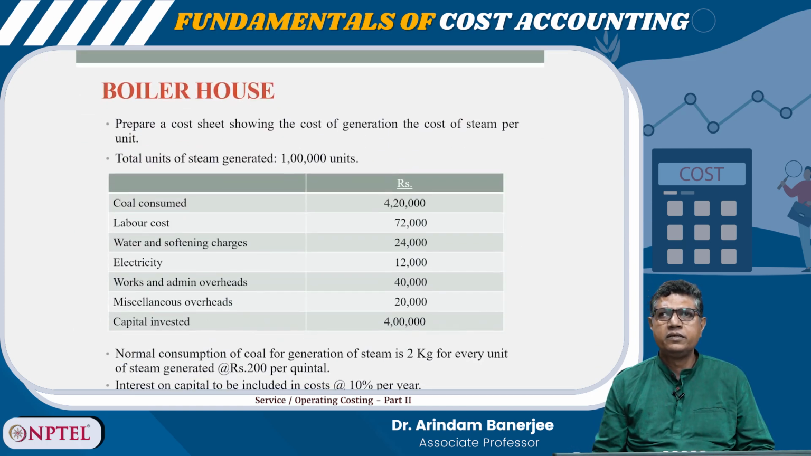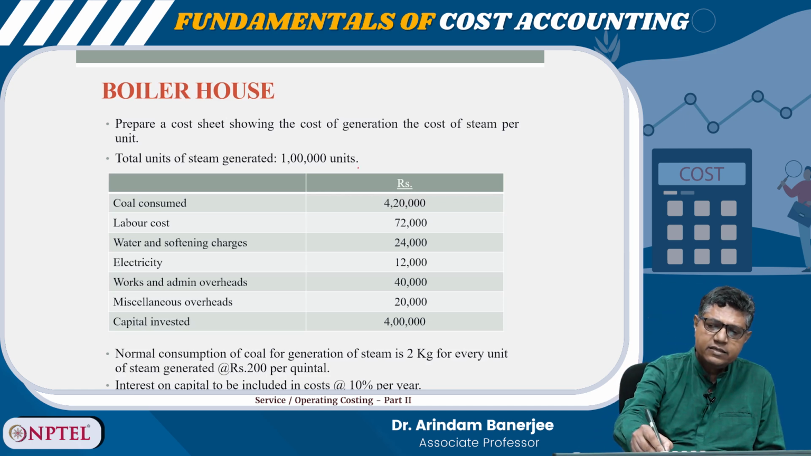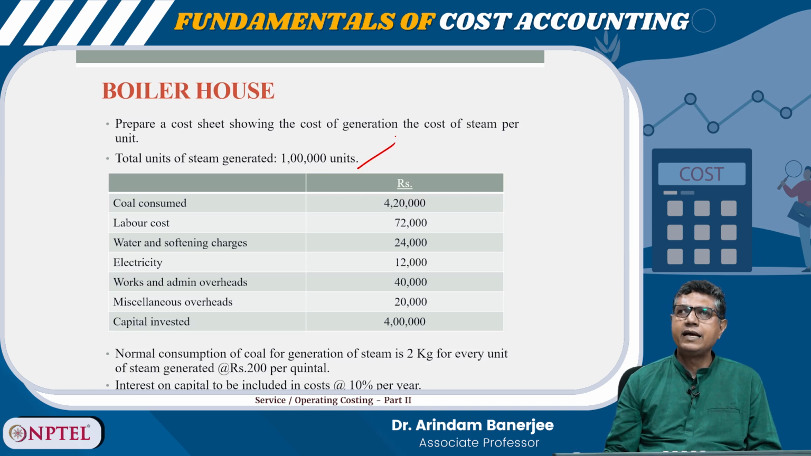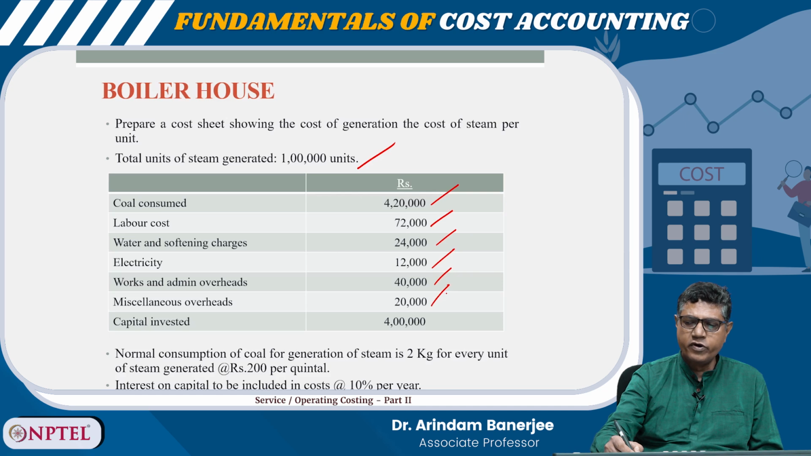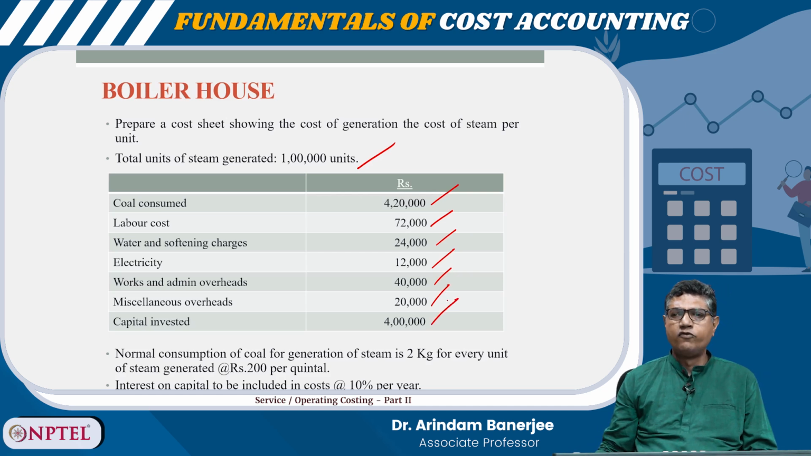So, here is one problem. Prepare a cost sheet showing the cost of generation, the cost of steam per unit. So, total units of steam generated is 1 lakh units. Coal consumed 4 lakh 20, labor cost 72,000, water and softening charges 24,000, electricity 12,000, works and admin overheads 40,000, miscellaneous overheads 20,000, capital invested 4 lakh.